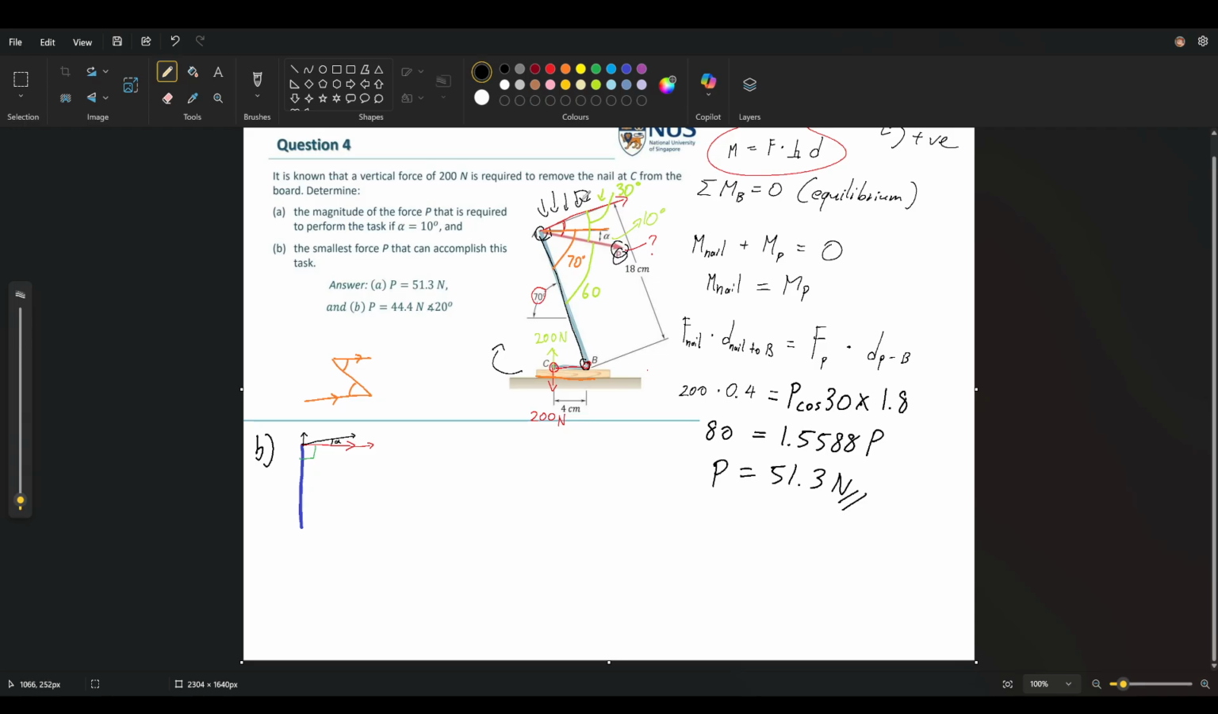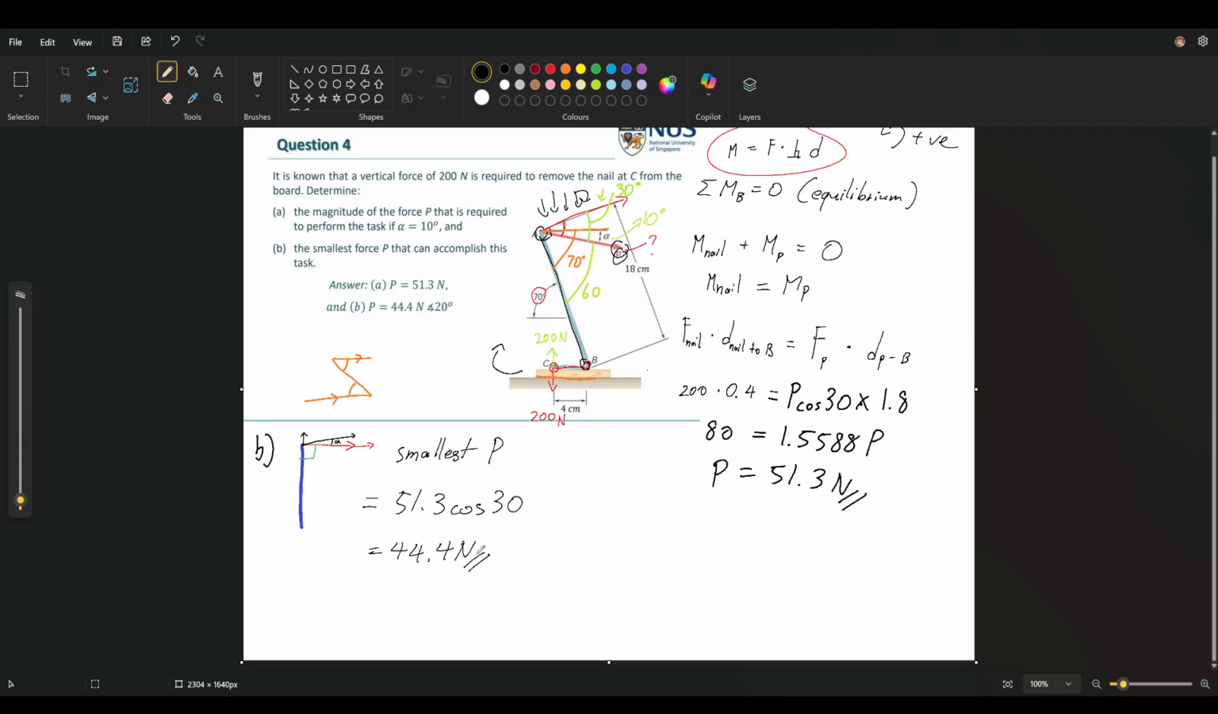I know it's a bit hard to see. Okay? And we already got our angle, which is 30. So in order to find the smallest P, you take P times cosine 30. Which gives me 44.4 Newton. So that is the magnitude.